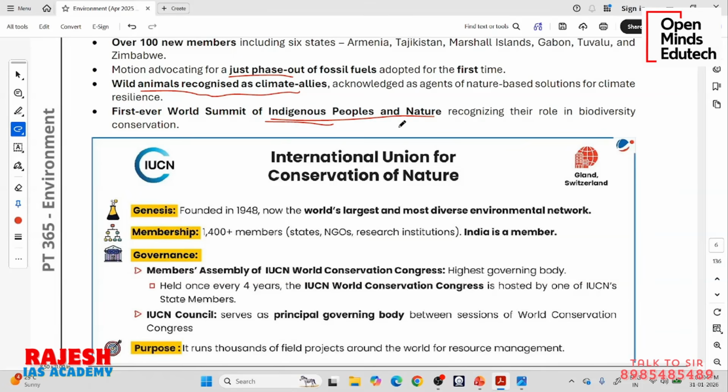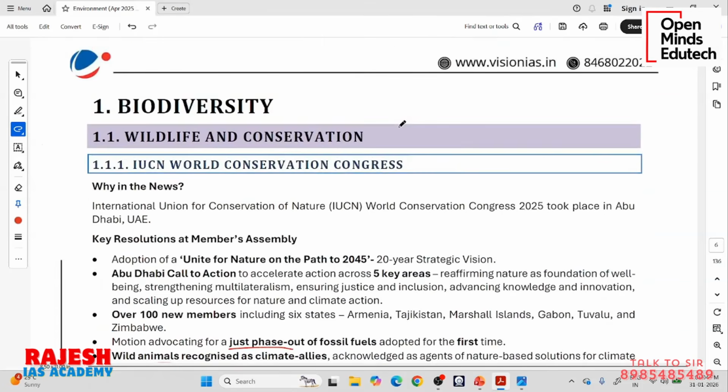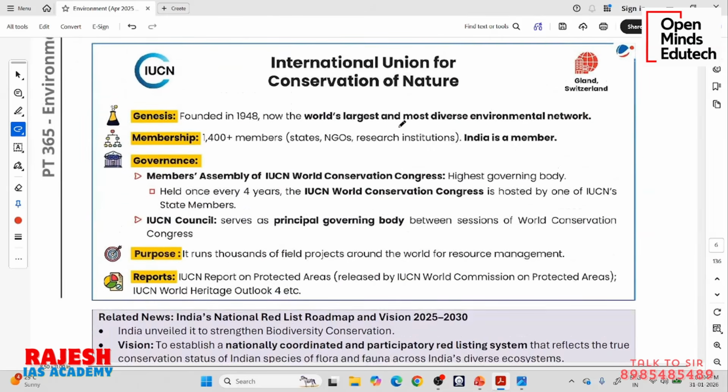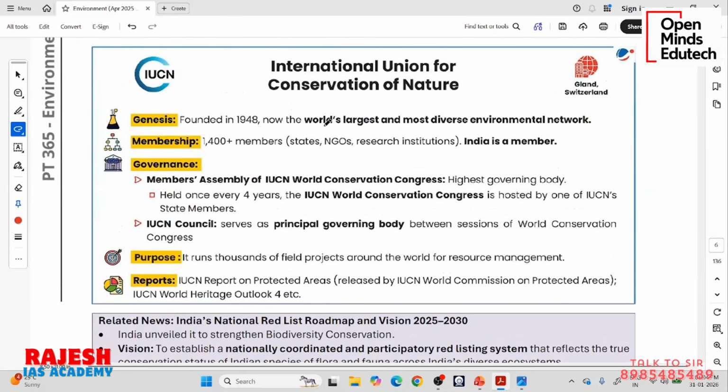Okay. Now what is this IUCN we are talking about? IUCN is the world's largest and most diverse environmental network. It works for the environment. It works on protecting the environment and climate, conserving biodiversity, and stopping pollution. That is its role. Managing natural resources like water, forests, etc. And it is in Gland, Switzerland. You can see here. It was founded in 1948.